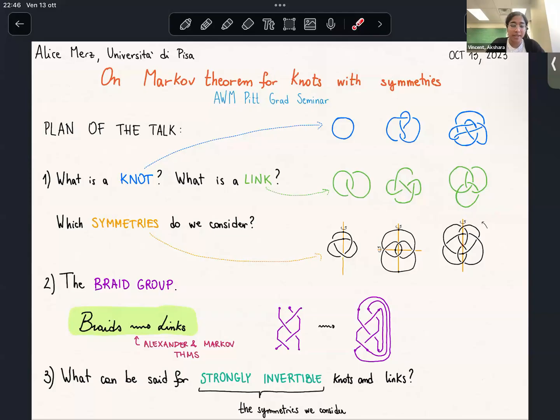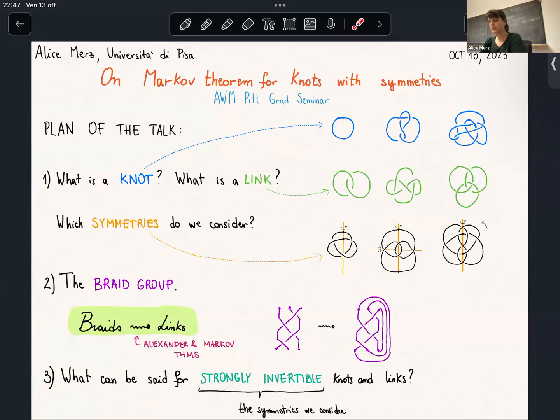So our first speaker, Alice, is going to talk on Markov theorems for knots with symmetries. So please proceed, Alice. Hi, thank you everyone for the invitation. Thank you to the organizer for the invitation. So as you told, I'm talking about Markov theorem for knots with symmetries, but of course I have to explain a lot of things beforehand.